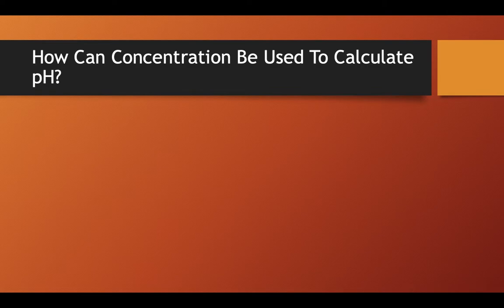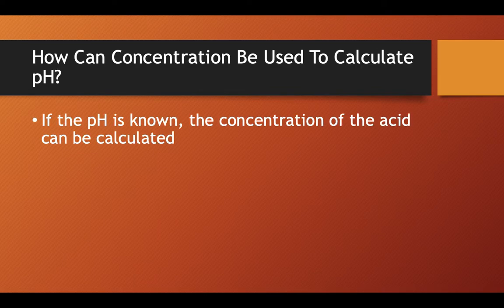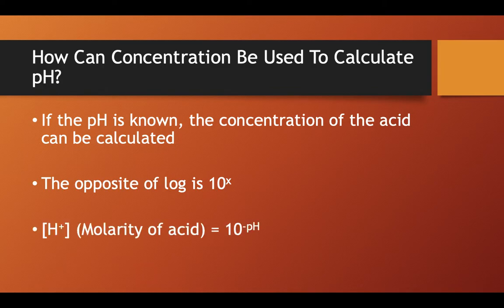Okay, so how can concentration be used to calculate pH? Actually, what we're going to do is we're going to take the pH and work backwards towards concentration. So if I know the pH of a solution and I want to work back to the molarity or the concentration of that solution, what I could do is the opposite of the logarithm. So the opposite of a logarithm is base 10. So if I take the base 10 and put it to the power of negative and then enter in the pH value that I'm given, that's going to equal the hydrogen concentration, aka the molarity of the acid.